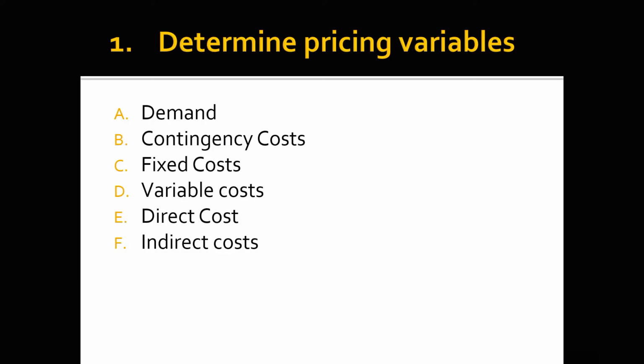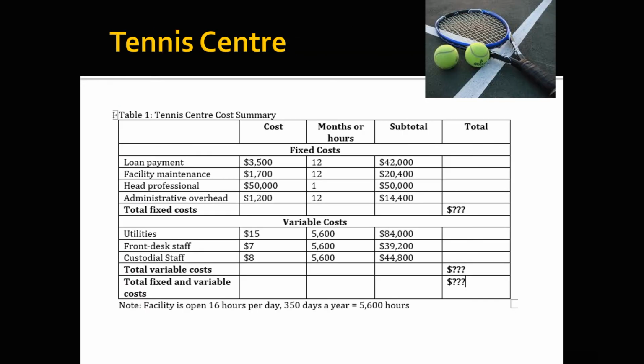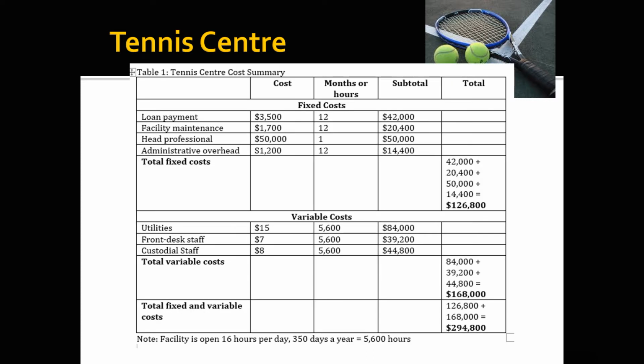So if you recall, last time we spoke about determining the price variables: demand, contingency cost, fixed, variable, direct, and indirect costs. We looked at this tennis center example and need to then determine what our total operating fixed costs are, as well as the total variable costs. And just do some summing of the different costs so you can find total fixed, total variable, and also your total costs.